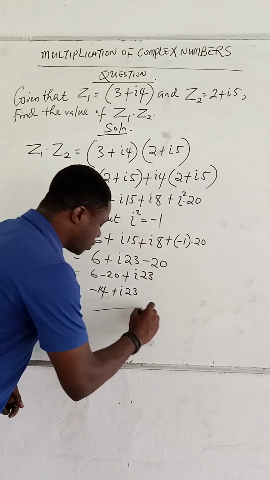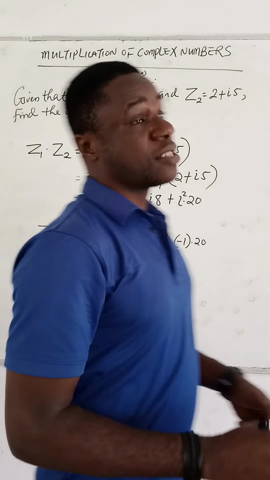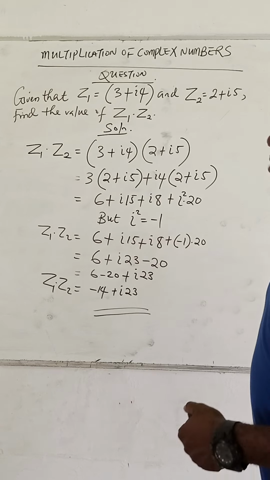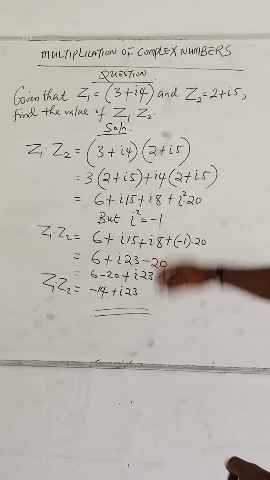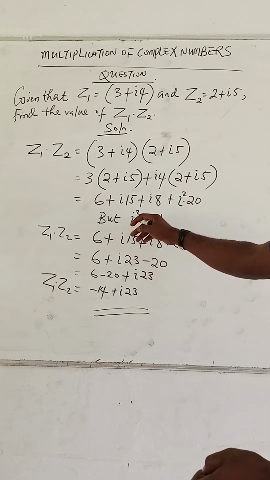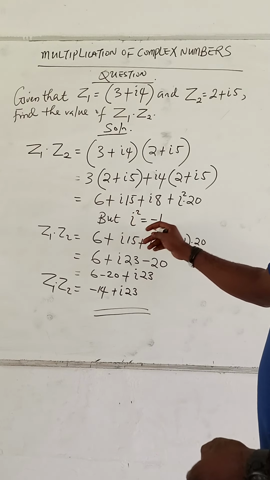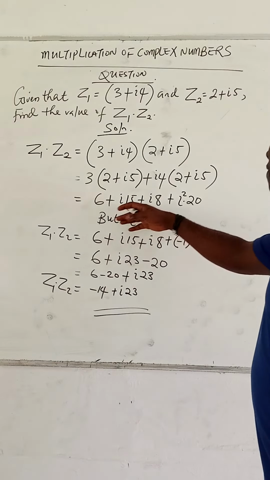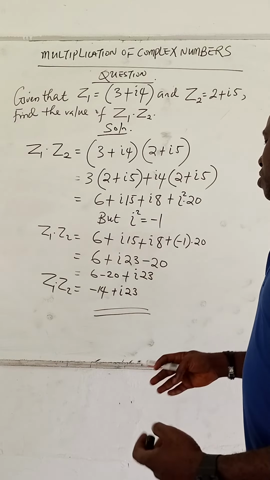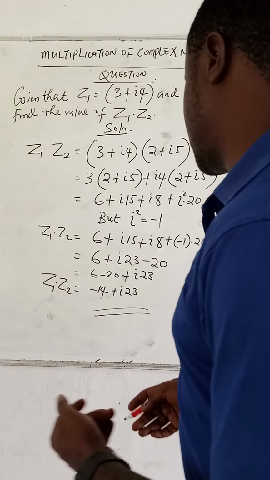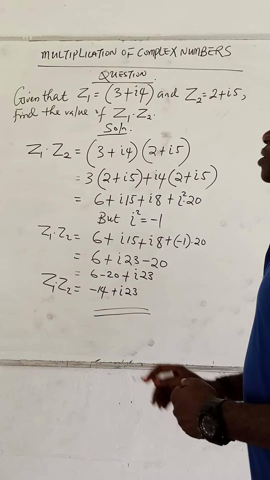So this is how to multiply a simple problem in complex numbers. This is how to multiply simple complex numbers. The most important thing is to remember the interactions here. i squared in complex numbers is equal to minus 1, and every other thing follows the normal algebraic expansion procedure we know already. So this is how to solve it.